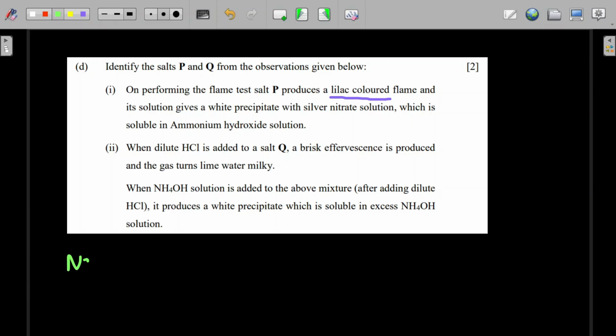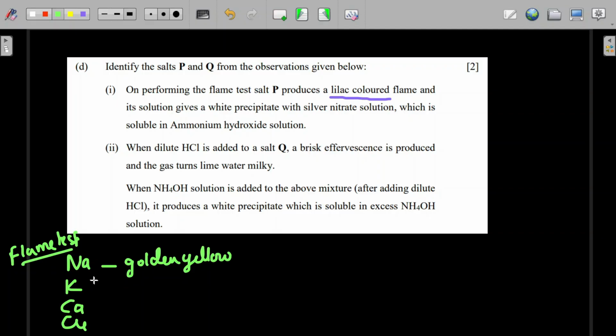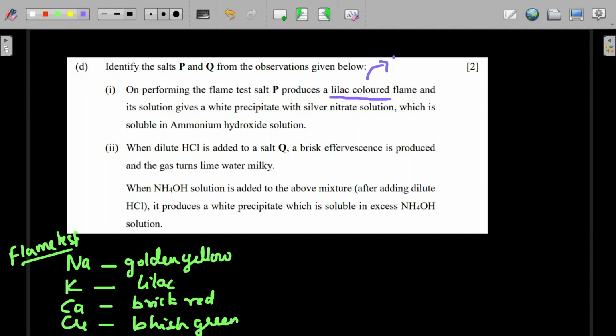Potassium. Right. So remember these four: sodium, potassium, calcium, and copper. Sodium is golden yellow. Flame test means when you hold the salt in the flame, it will impart some color to the flame. Potassium is lilac, calcium is brick red, and copper is bluish green. This is not the color of the element, this is the flame color. So this should be potassium.